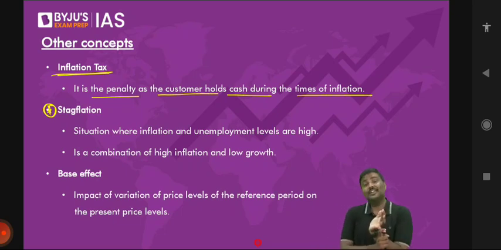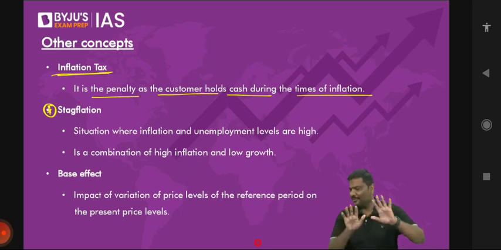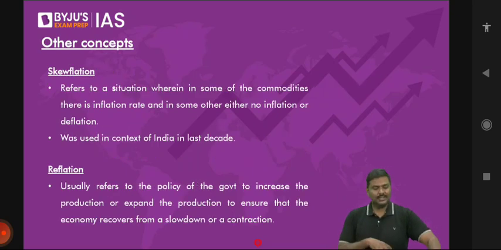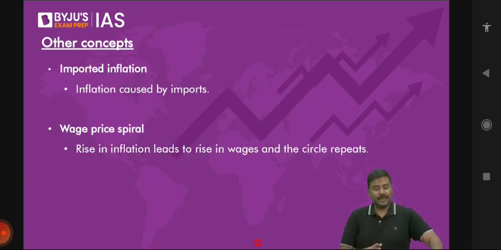I hope you understand. We have not discussed the idea of a base year. We'll discuss it. Please don't worry. Certain more concepts are there, that is the idea of skewflation, reflation, imported inflation, wage price spiral. In fact, this is there in the discussion in context of UK. In UK, they're discussing wage price spiral now. So there is a discussion. We'll connect it to current affairs. Don't worry. We'll cover it.